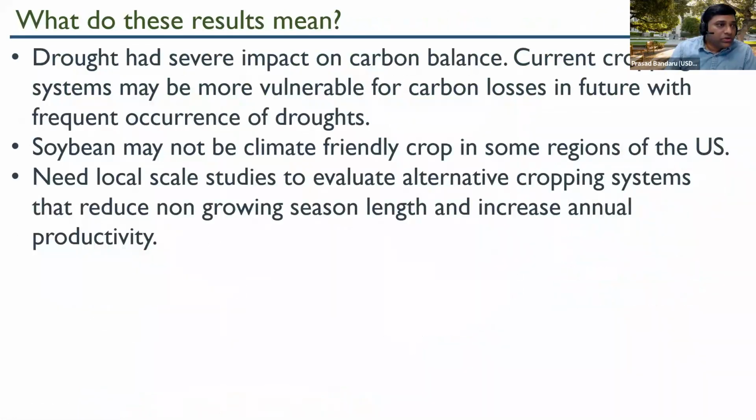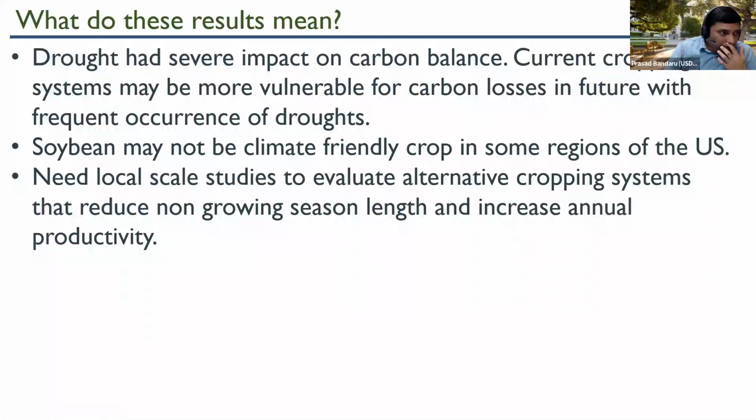So what do these results mean? Essentially, these results clearly demonstrate that drought had a severe impact on the carbon balance. Current cropping systems with only corn and soybean may be more vulnerable to carbon losses in the future with the frequent occurrence of droughts with climate change. And second, if we grow only soybean, it may not be a climate-friendly crop in some regions of the US because it is a C3 crop and its growing season length is shorter.